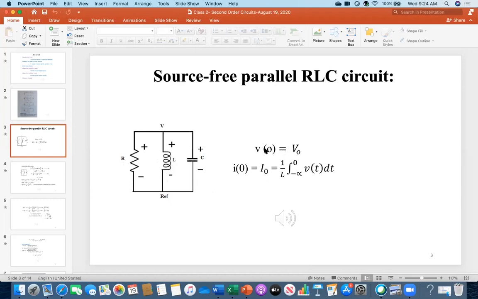So these two are the initial conditions. Now let's move forward based on these two initial conditions and see how the circuit behaves. That is our goal. So go to the next slide.